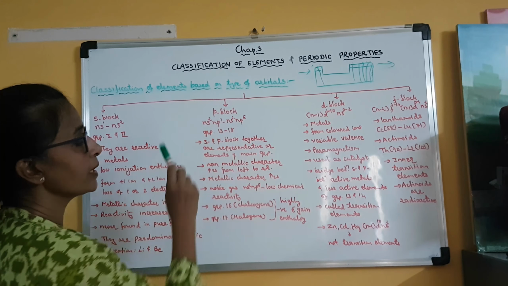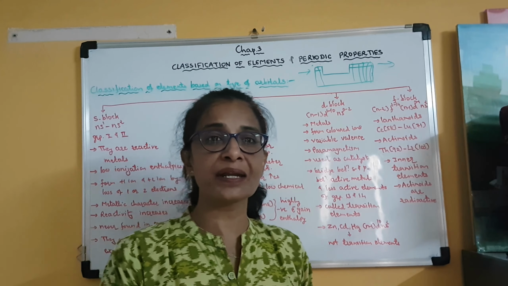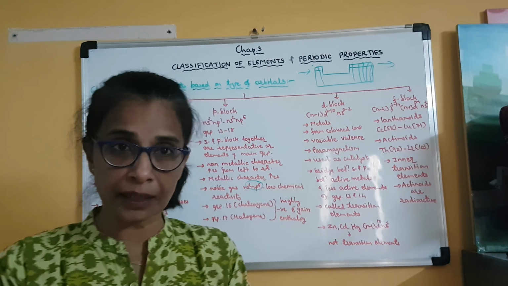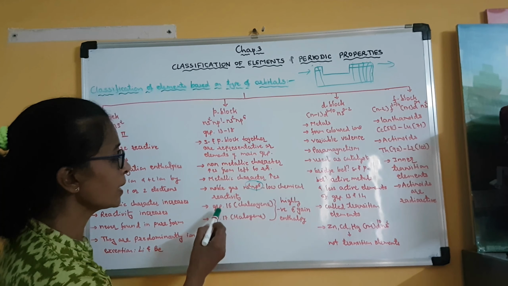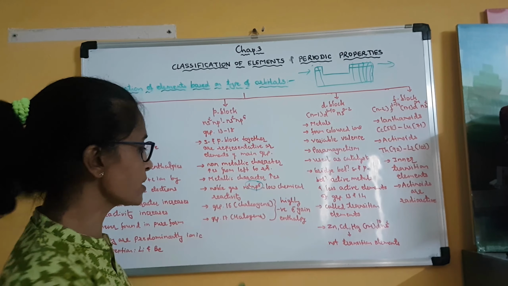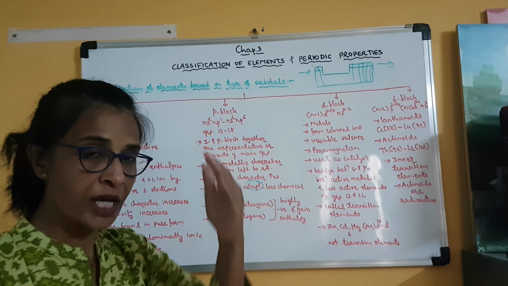Here you can see there are 8 electrons in the outermost orbit. Having 8 electrons has made them inert, chemically inactive. Clear? So they have low chemical reactivity, and that is why they are called inert or noble gases. Clear?